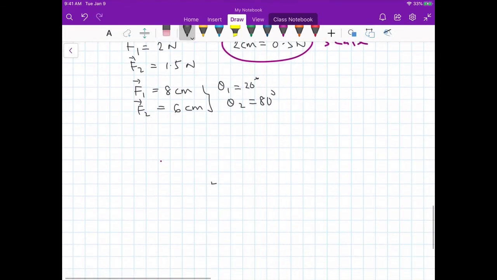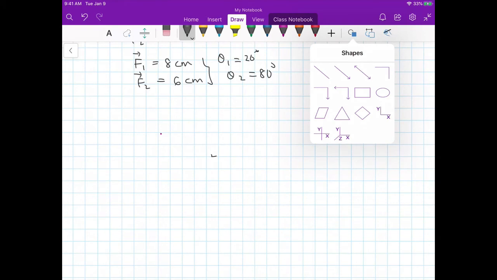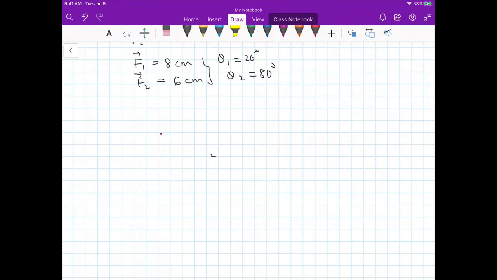Then once again, I'm going to draw my vector. The first vector is going to be, I'll take my protractor, and at 20 degrees I'm going to draw the first vector, 8 centimeters.